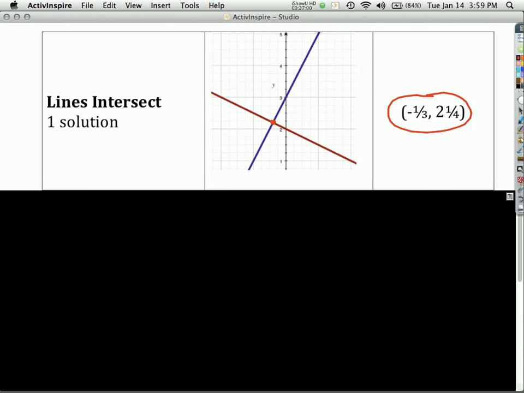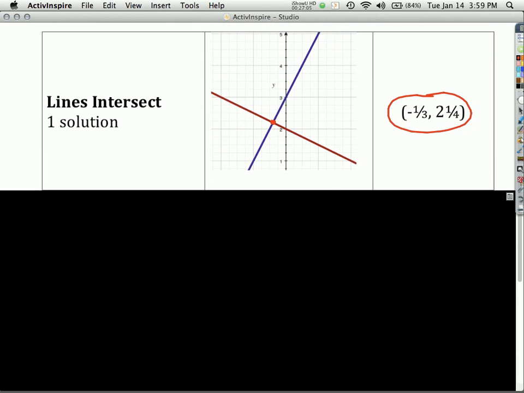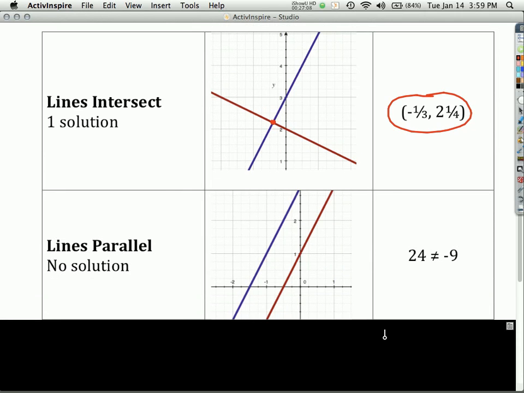What if we were to have a system that when we drew the graph actually came out to parallel lines? Well, if a solution to a system is the point of intersection, that's a problem in a set of parallel lines because parallel lines never cross. And if they never cross, how could they have a point of intersection? They can't. So if we end up with parallel lines like we have here, then we have no solution.